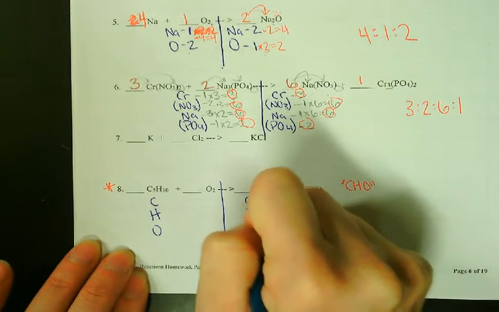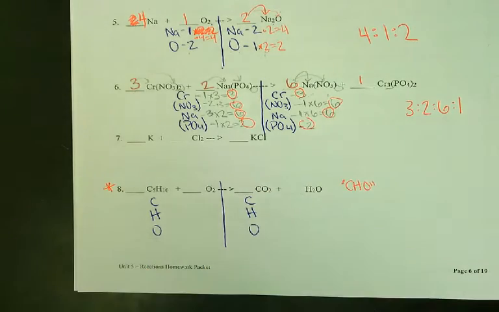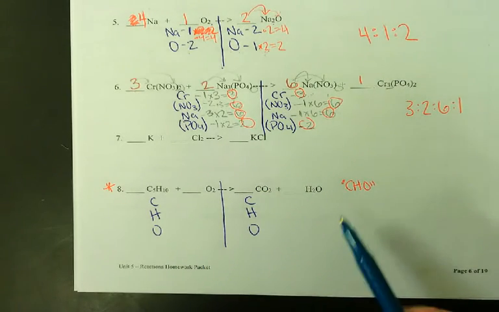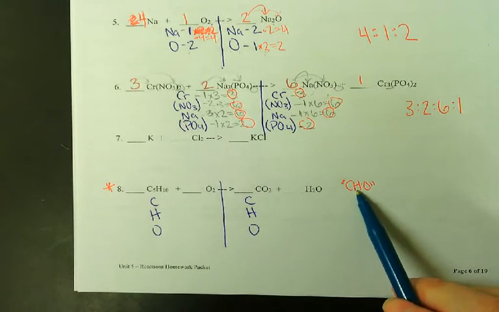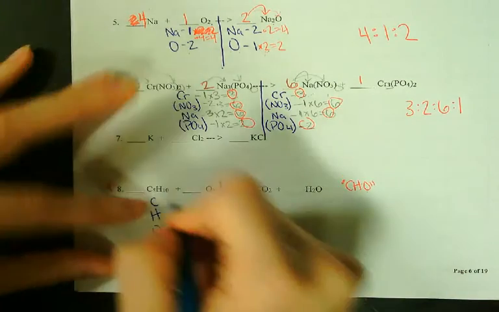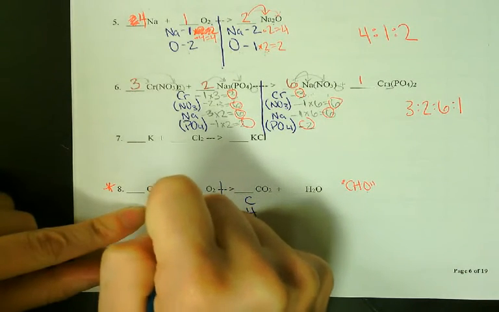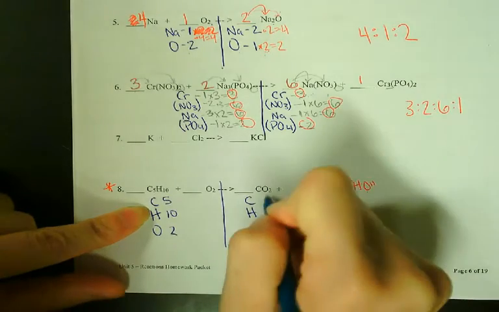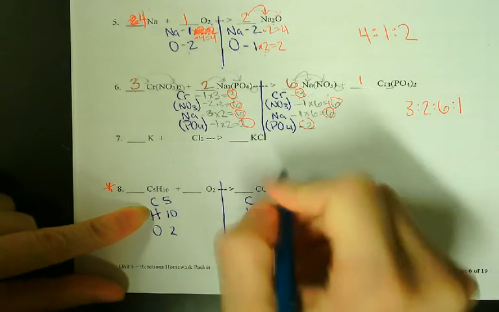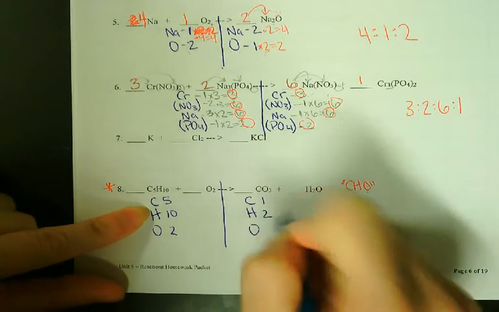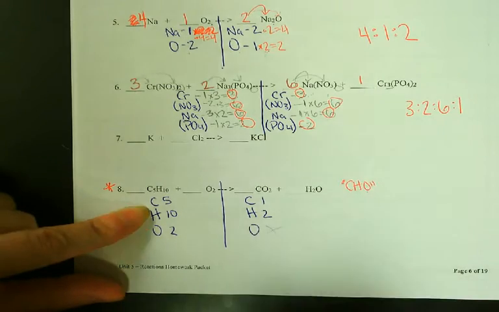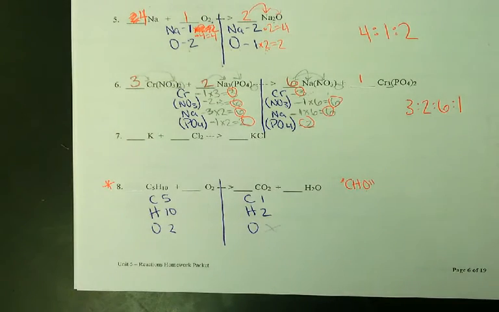CHO. Now for CHO reactions, we balance them in CHO order. C first, then H, then O. So count atoms. 5, 10, 2. I've got 1 carbon here, 2 hydrogen, and I told my students to skip oxygen on the product side. Just skip it for a little bit. We'll worry about oxygen later.